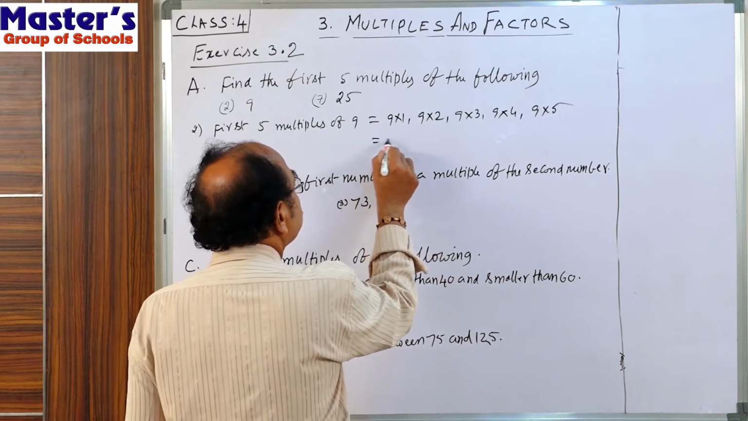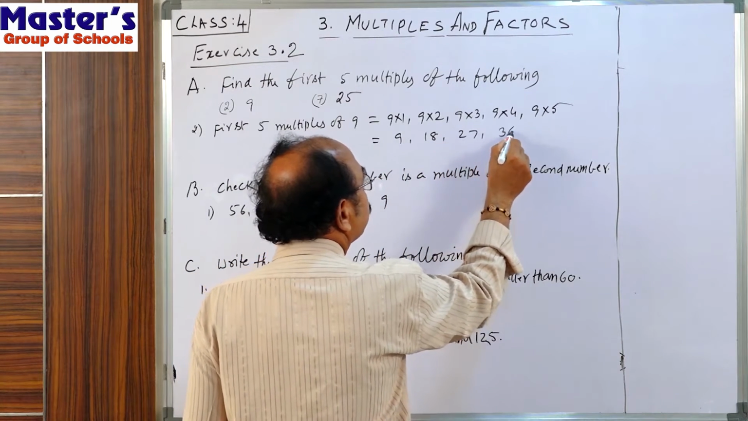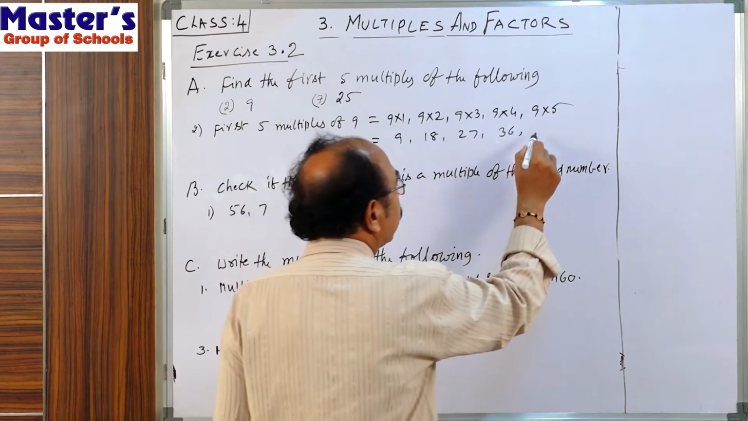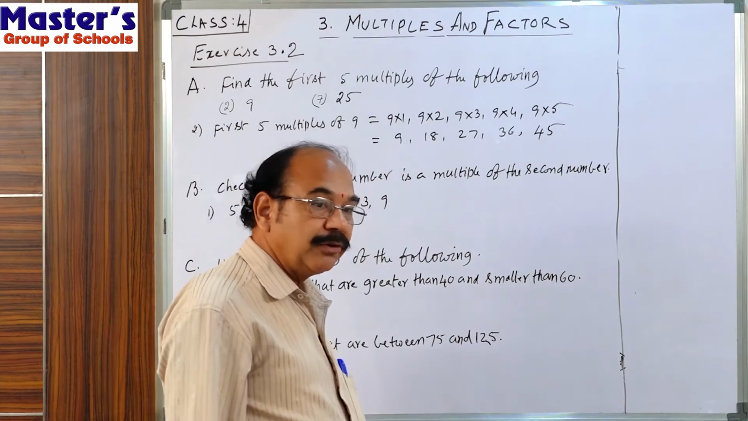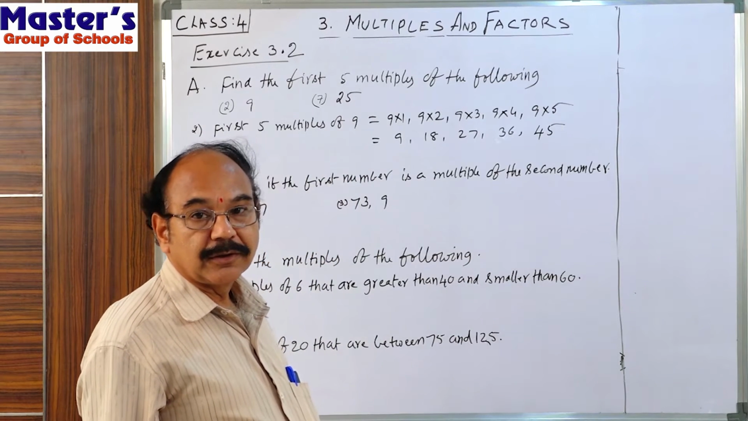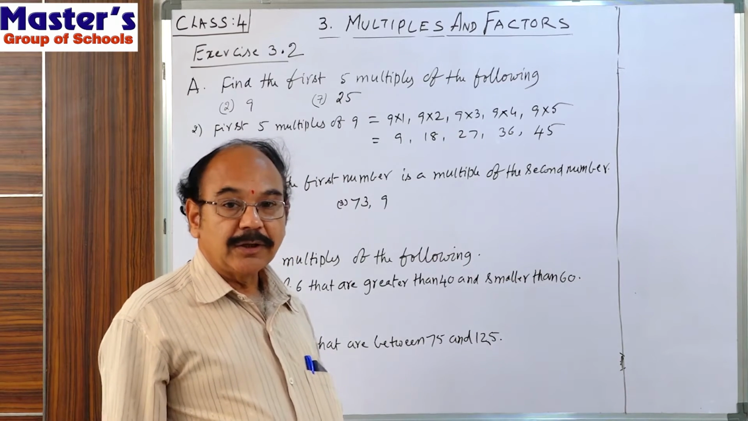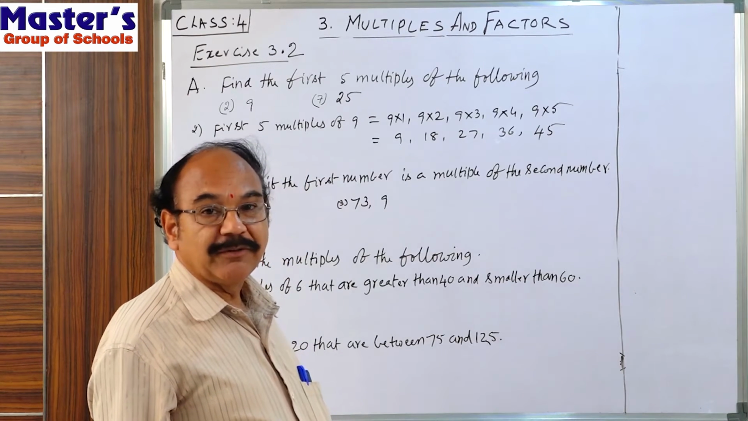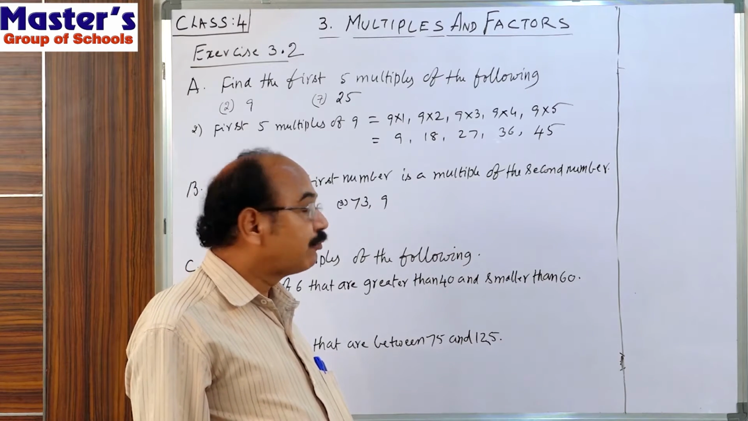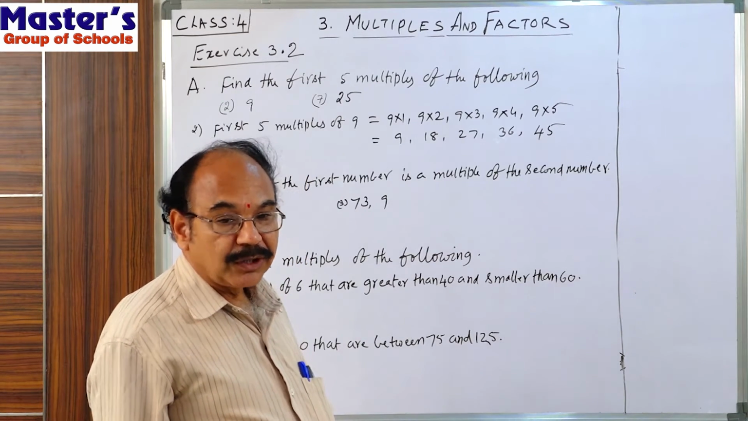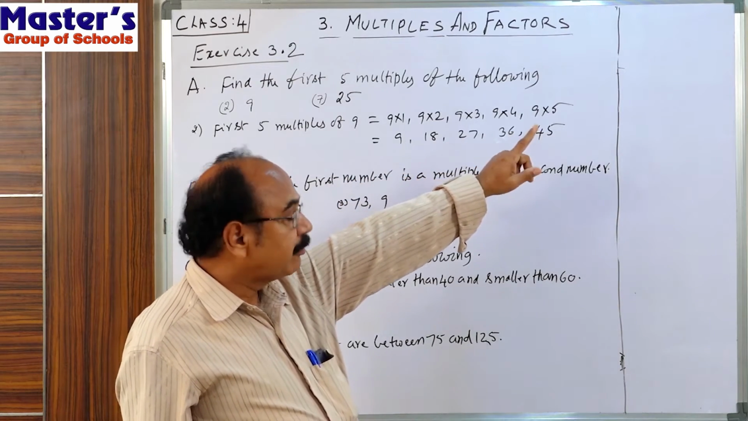That means 9 ones are 9, 9 twos are 18, 9 threes are 27, 9 fours are 36, 9 fives are 45. These are the first 5 multiples of 9. Very easy, children. If you want to get the multiples of a given number, simply multiply with 1, 2, 3, 4, 5 and so on. First 5 only he asked, that's why we multiplied up to 5.